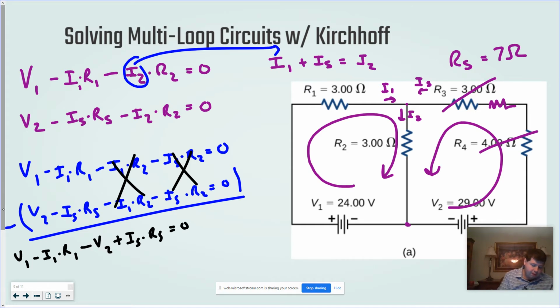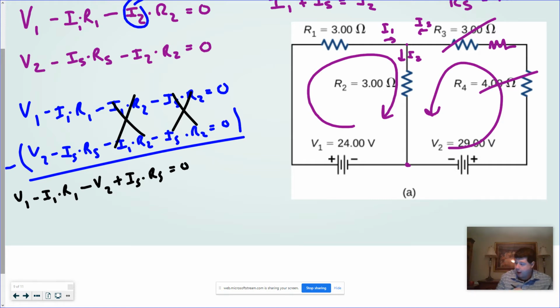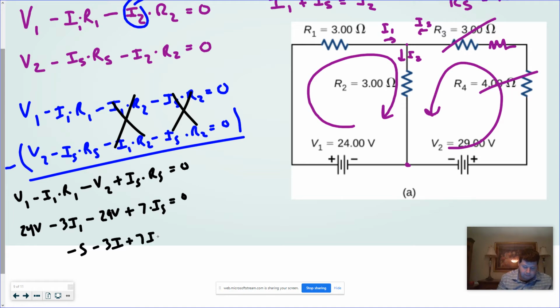I'm now going to go ahead and solve my equation to get I5 in terms of I1 or vice versa. So V1 is 24 volts, minus R1 times I1, so 3I1, minus 29 volts there. And then finally plus R5, which was 7 ohms, times I5. That has to equal 0. So 24 minus 29 is minus 5. And then I get minus 3I1 plus 7I5 equals 0.